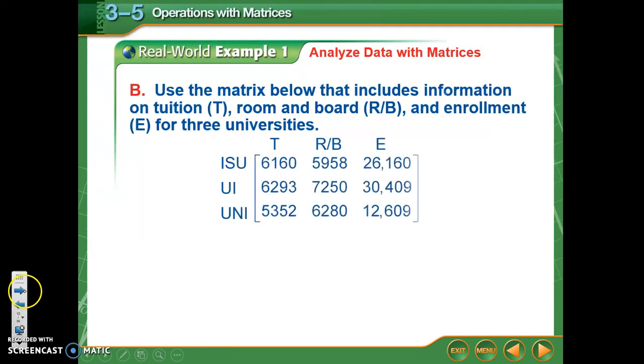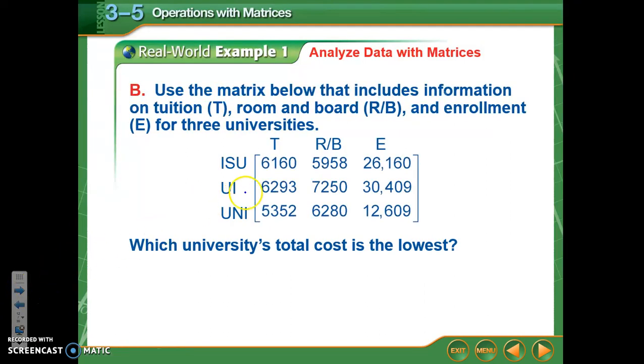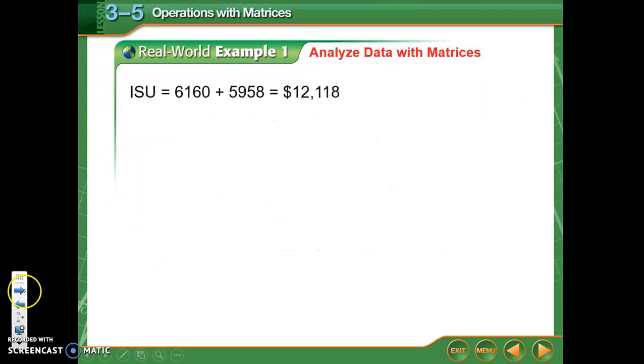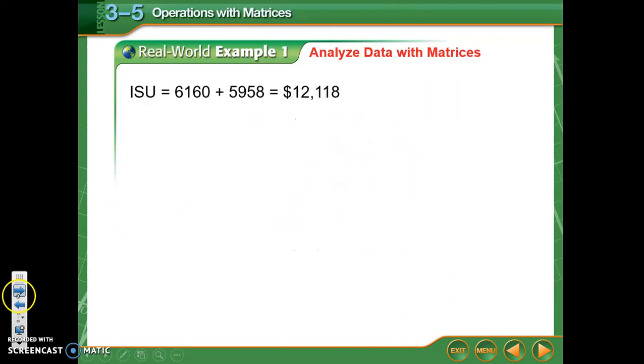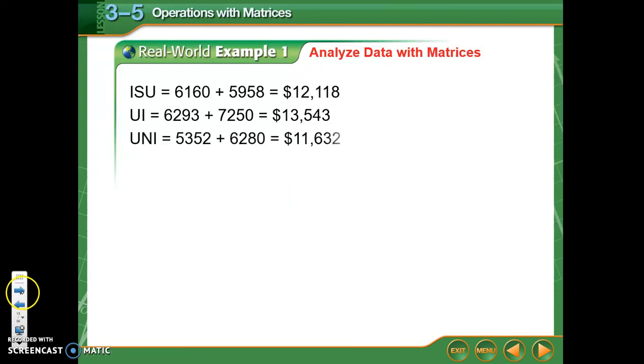All right, another question about that same matrix. I still have the same universities, tuition, room and board, and enrollment. Which university's total cost is the lowest? So if we're talking about total cost, there are only 2 columns that have to do with money, tuition and room and board. So if I look at ISU, notice we're just adding up the tuition plus the room and board to get the total cost. I don't need to add enrollment because enrollment is number of students, and that's not going to help me. So if I add the first 2 elements in each row, I get the total cost, and if I'm looking for which one is the lowest, it would be UNI, which stands for the University of Northern Iowa.